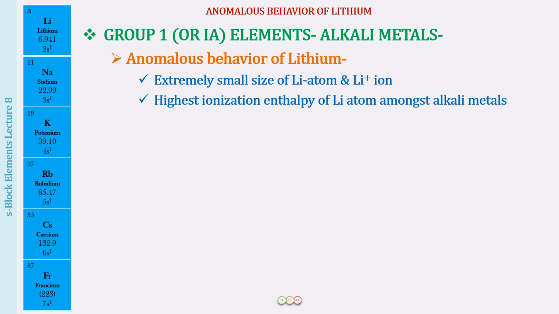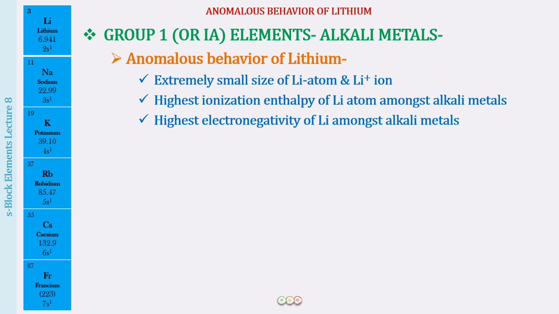The next, again because of the very small size, lithium has the highest ionization enthalpy. The electron is going to be lost with great difficulty from the outermost shell. We have to supply a lot of energy to remove that electron from the valence shell in comparison to the rest of the alkali metals, which makes it different from the rest. Then we have the highest electronegativity of lithium amongst the alkali metals.